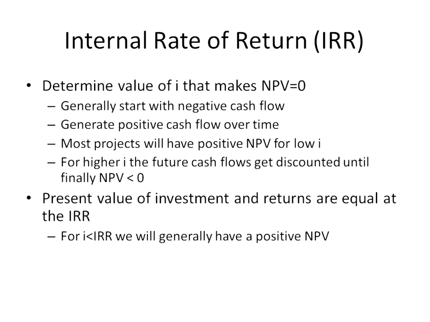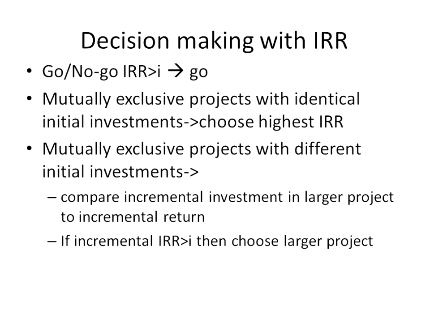So the present value of the investment and the returns are equal at the IRR, and when the actual interest rate is less than the internal rate of return of the project, we'll generally have a positive net present value. So the decision making here, if it's go or no go, is if the internal rate of return is greater than I, where I is the minimum attractive rate of return. So if the project returns more than the minimal attractive rate of return, you go, you pursue it.